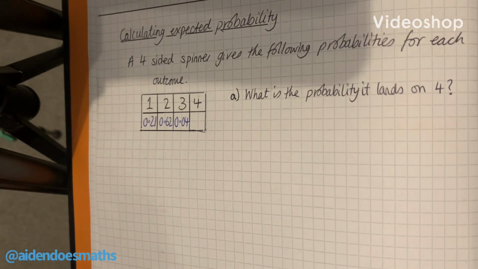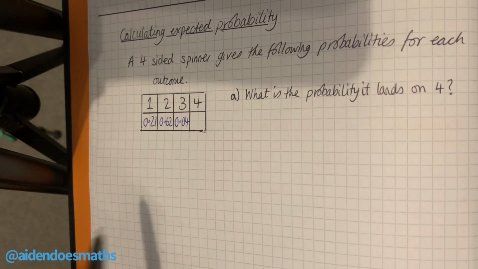In this video, we're looking at calculating expected probability. What we mean by calculating expected probability is that when we're given a probability of an outcome or a set of outcomes, we can work out how often one outcome would occur after a given number of trials.